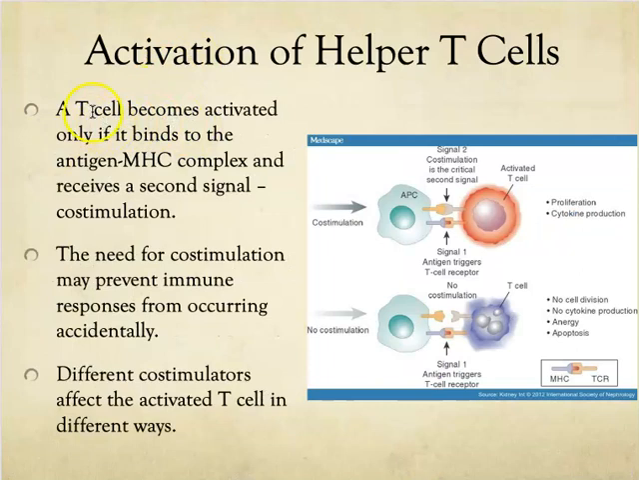Okay. A T cell will become activated if it binds to that antigen MHC complex and receives co-stimulation, right? That co-stimulation is important so that it doesn't accidentally get triggered, because if T cells are triggered, that can cause death to other cells in the body or autoimmune diseases. So you try to prevent that from happening by having this sort of dual authentication, if you will, in the body. And then different co-stimulators will affect T cells in slightly different ways.